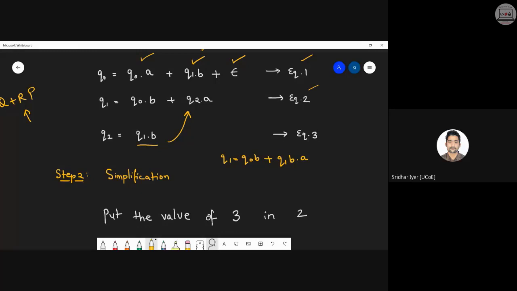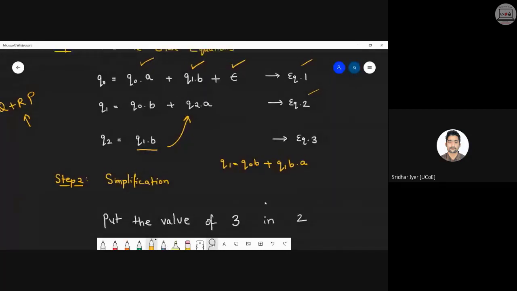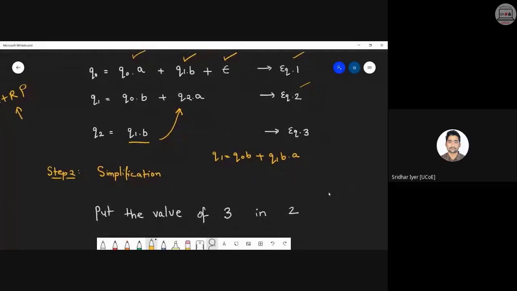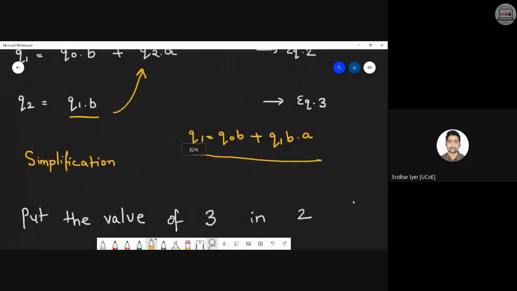If you're getting something other than this, you're most welcome. You can do this. There's no rule that you have to put 3 in 2, or 1 in 3, whatever you may do. This is one of the solutions I'm pointing out. At the end, the regular expression should be the same for everyone. Same as in they should have the equal number of states, equal number of transitions. That's it. So one of the solutions which I have come out with is this. If I put the value of equation 3 in equation 2, I will get something like this. Is it clear? Yes or no?